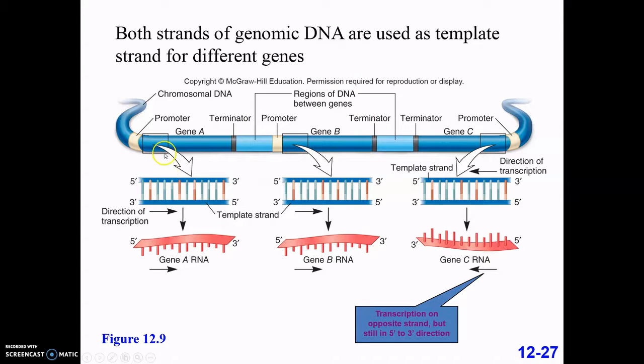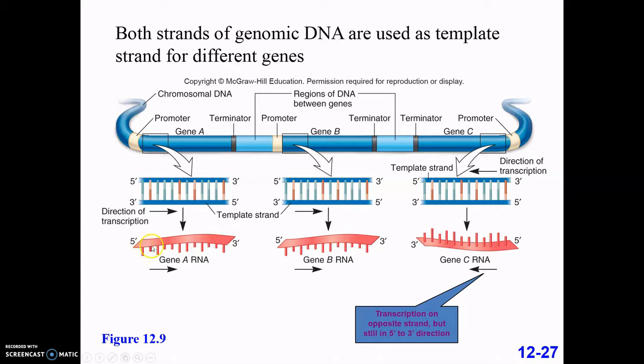So here we have an example of 3 genes, gene A, gene B, gene C. And you can see here that both gene A and gene B are running off of one strand. So here we have a promoter, gene A, terminator. Promoter, gene B, terminator. And the top strand of the DNA shown here would be an example of the coding strand. And the template strand is going to be this bottom strand.